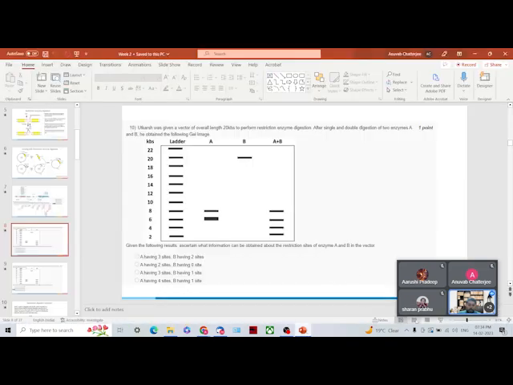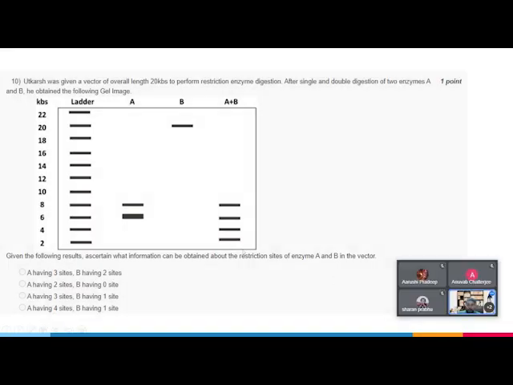So in the given question, we have A that forms two bands and B that forms one band. From our discussion, it is obvious that A will then have two restriction sites on the DNA or the vector, and B will have one site.